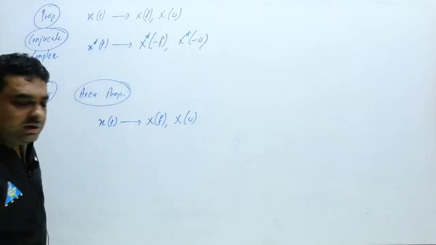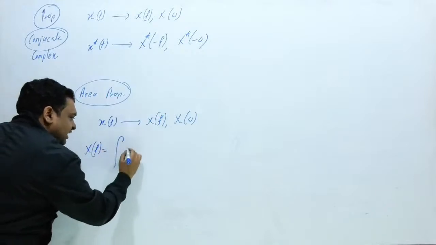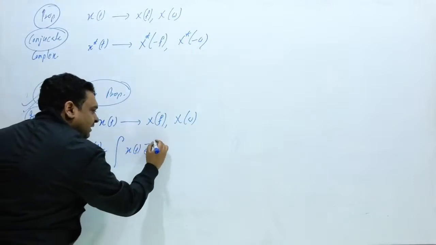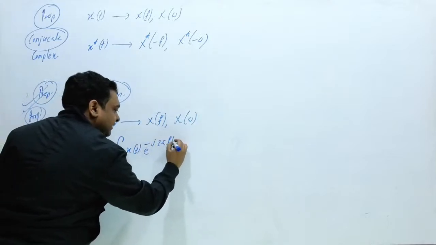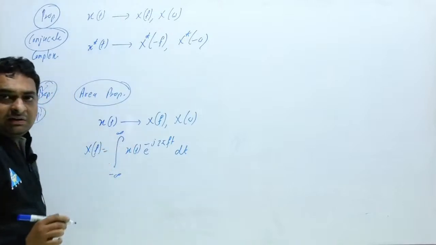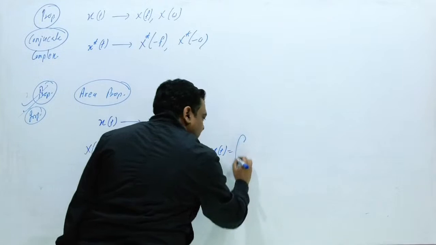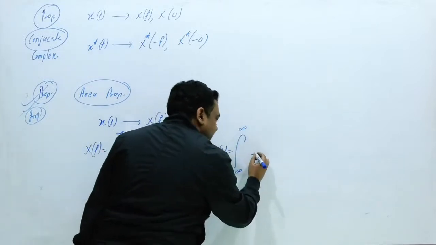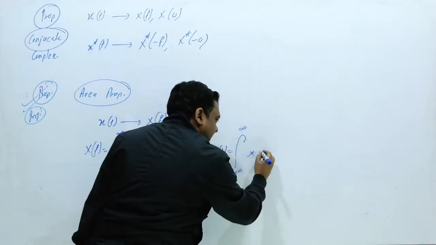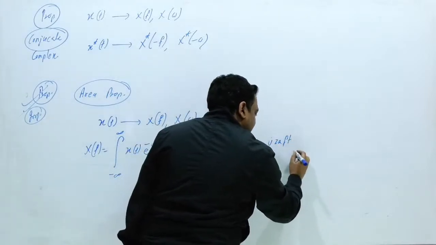What is the Fourier transform formula? X(f) is equal to the integration of x(t) e raised to power minus j 2 pi f t dt, from minus infinity to infinity. Clear? And what is the inverse Fourier transform formula? x(t) is equal to the integration from minus infinity to infinity of X(f) e raised to power j 2 pi f t df.